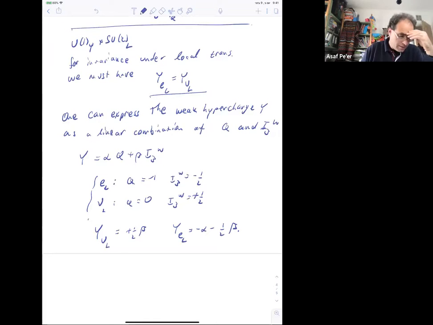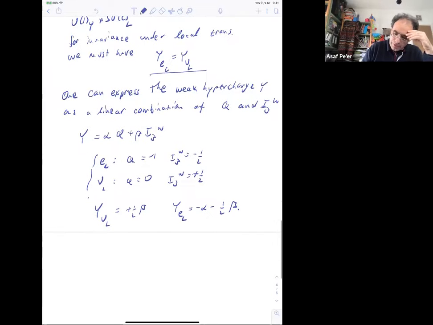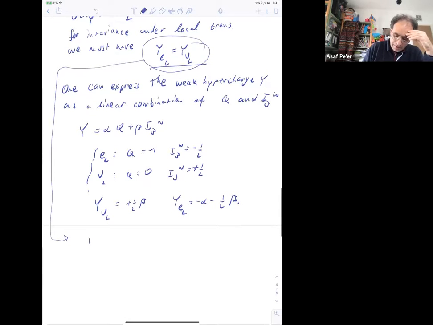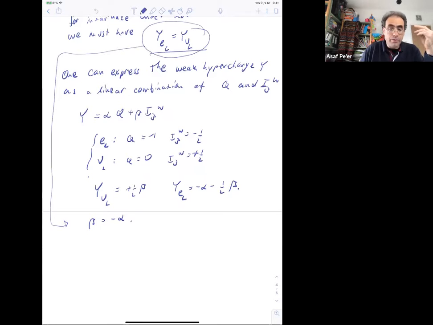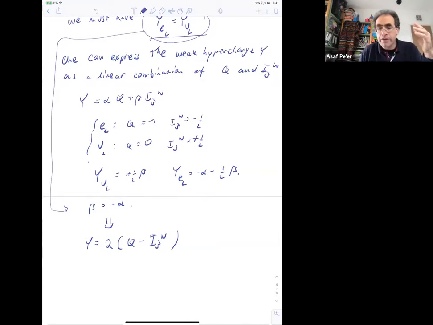And using the requirement that they're both equal, that automatically gives that beta must be equal to minus alpha, which means that we can always write the weak hypercharge as Y is equal to two times Q minus I3 weak. The factor of two here is just normalization, it's a convention.